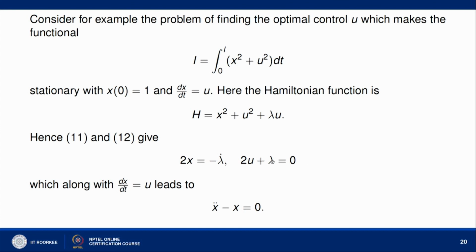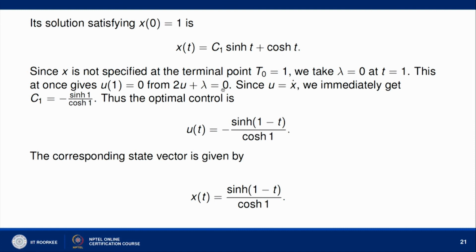So at t equal to 1, if lambda 1 is equal to 0, then u at 1 is equal to 0. So u at 1 equal to 0 means dx by dt is equal to 0 at t equal to 1. Since u equals x dot, we immediately get c1 equal to minus sinh 1 divided by cosh 1. Using this value of c1, you can write down the value of x of t, and hence find the optimal control. So u of t is minus sinh of (1 minus t) upon cosh 1, and the corresponding state vector is x of t equal to cosh of (1 minus t) upon cosh 1.